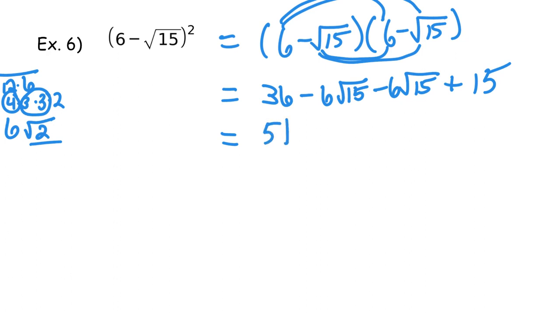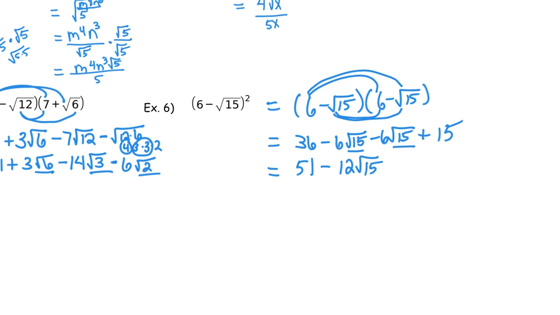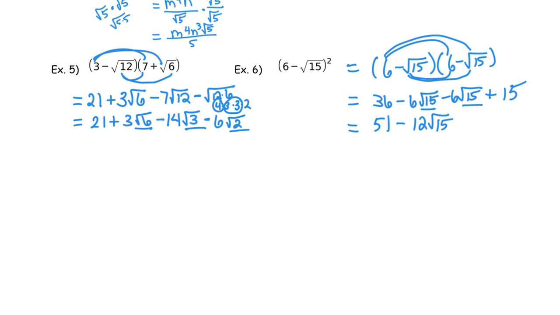Good. And then are these like terms? Yes. So we can put them together and it'd be minus 12 square root of 15. Last thing, can we simplify square root of 15? Nope, it's just a 3 and a 5, right? It's totally prime. Okay, questions, problems with that? No. We're okay?